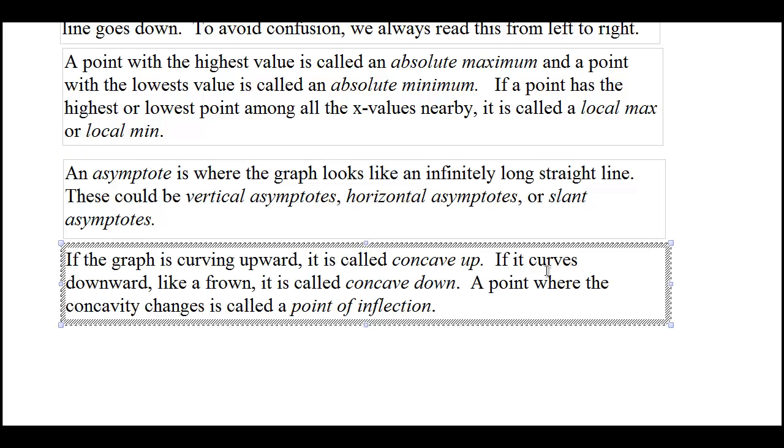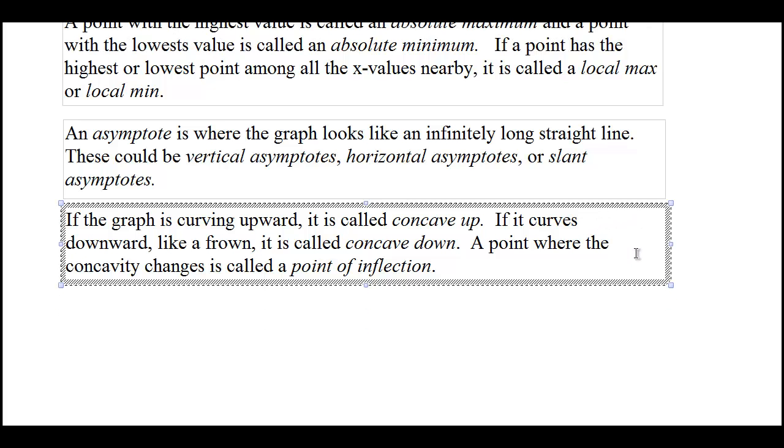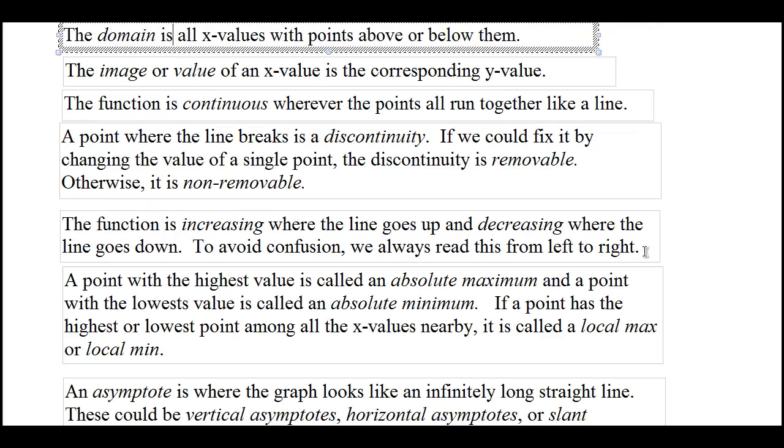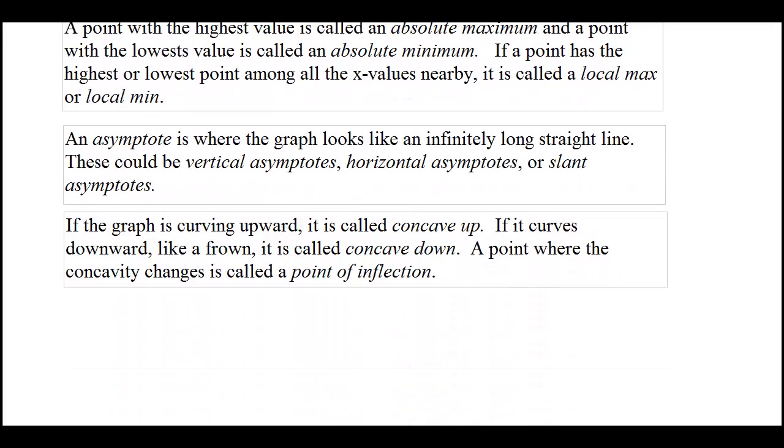If the graph is curving upward like a smile, it's called concave up. If it curves downward like a frown, it's called concave down. And if there's a point where it switches between concave up and concave down, or vice versa, that's called a point of inflection. We are going to now talk about a number of examples of these.